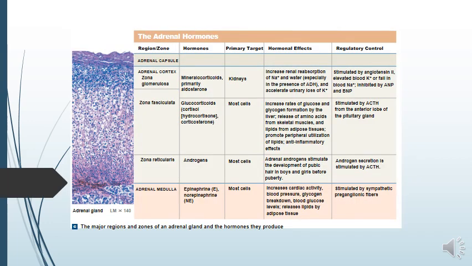This last slide is showing you the regions and zones where the different adrenal hormones are found, and you can see the histological section next to it. And then you can see the hormones produced in those areas, their primary targets, the hormonal effects, and the regulatory control.